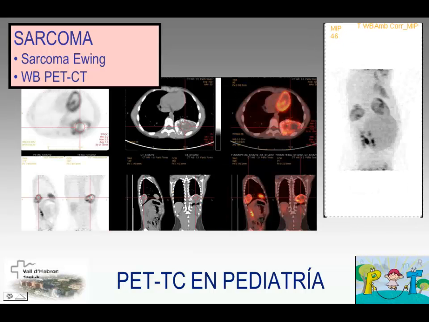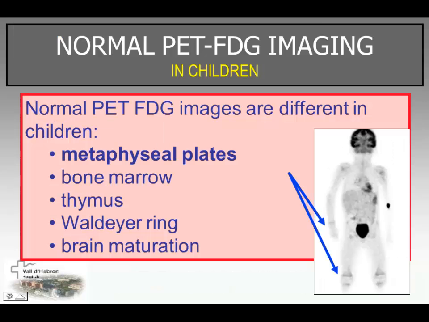And this is another case of Ewing sarcoma of the thorax. And the PET-CT image shows very well the lesion. And before writing the report, we have to know very well the normal variants of the PET in children. The first thing different from adults are the metaphyseal plates activity. You know that very well.